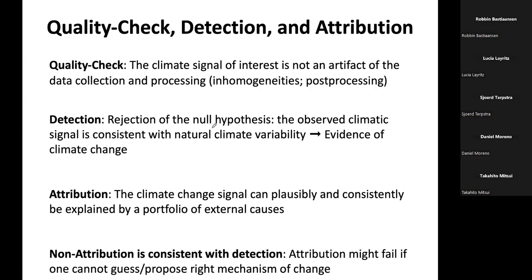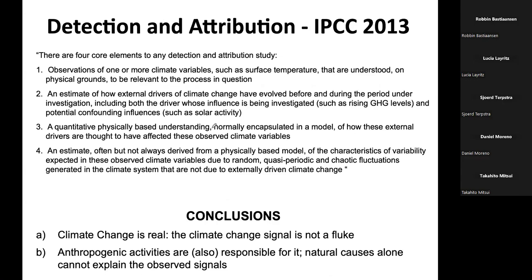Okay, so detection has to do with the rejection of the null hypothesis: the observed climate is consistent with natural climate variability. So it tells us about the evidence of climate change. Attribution, a separate step, is to say whether the observed climate change signal can be plausibly and consistently explained by a given portfolio of external causes. Now, as in the IPCC, you have basically to follow a protocol like this. You choose certain variables. You want to estimate how certain external drivers of the forcing have changed in the past. And you want to investigate how this forcing can influence the climate.